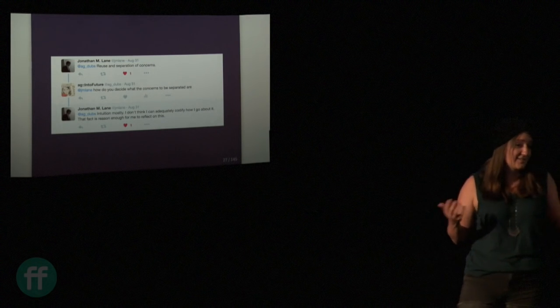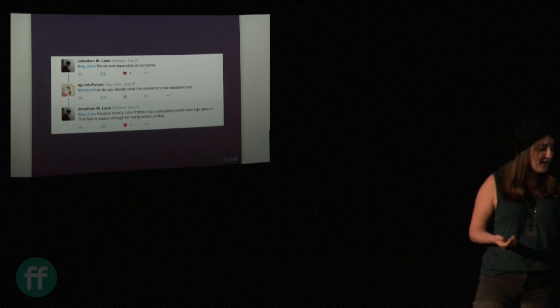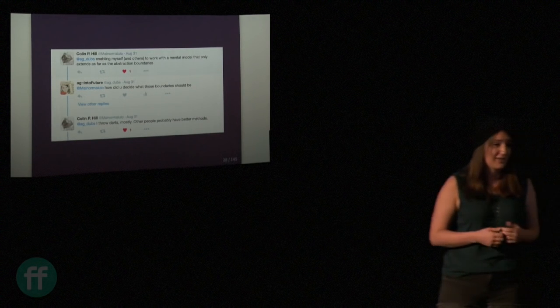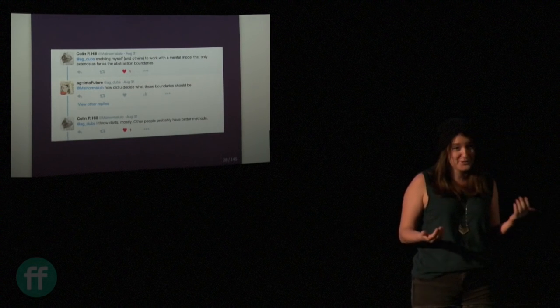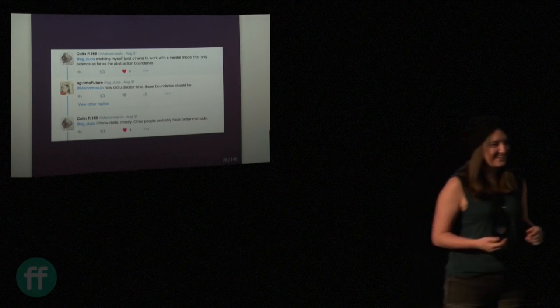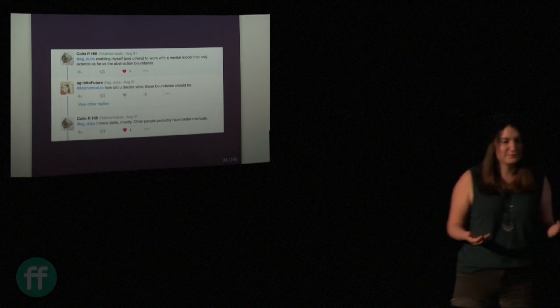This person suggested that they just kind of used intuition. When I pressed this person, they were like, I throw darts? I hope other people have better strategies. And it turned out that really people didn't.